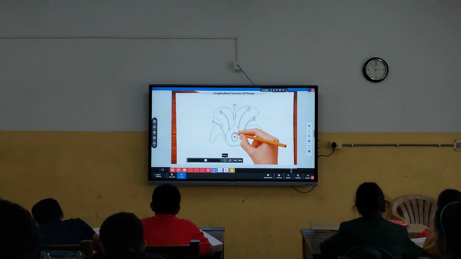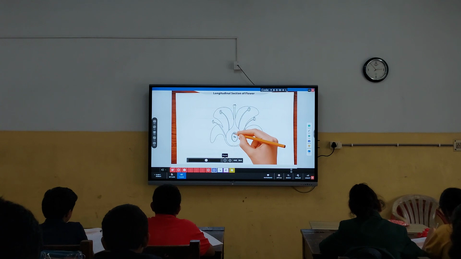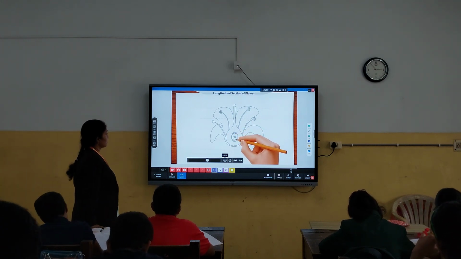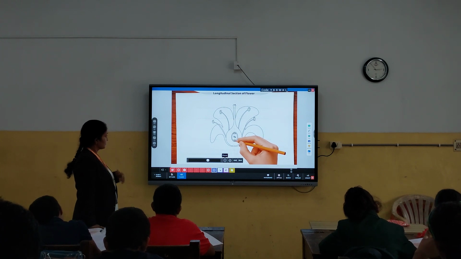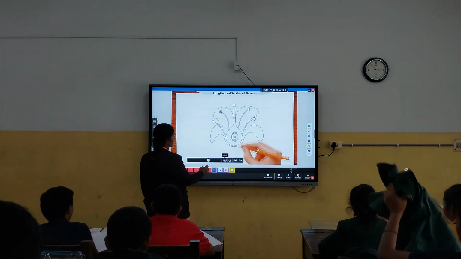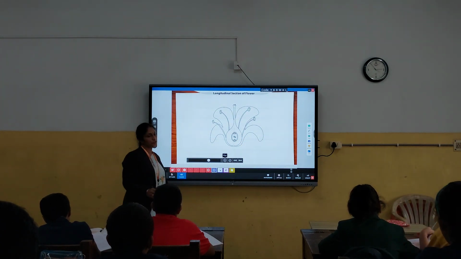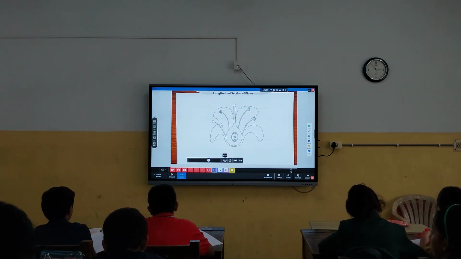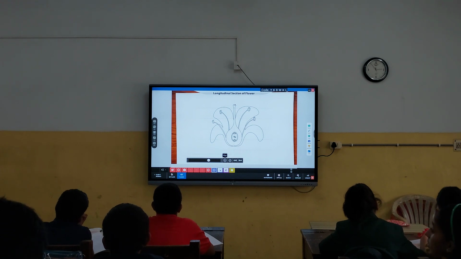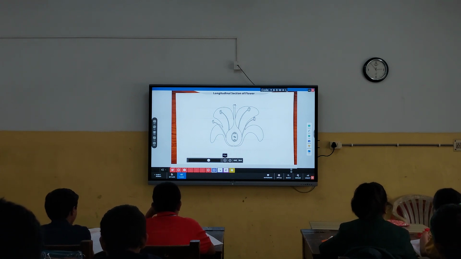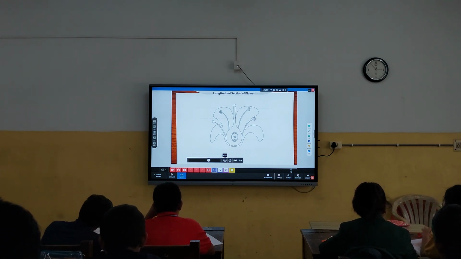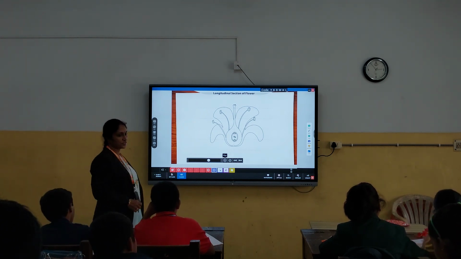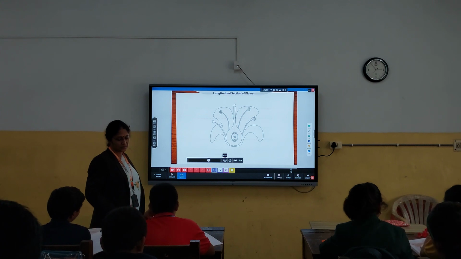Draw three tiny semicircular structures with a dot inside them on both the poles of the embryo sac to show the egg cells. And then here you draw. So here how many petals are shown, children? Four petals, yes. And then stamen, anther. I think even without showing the labeling, you can label it for yourself. Yes, ma'am.